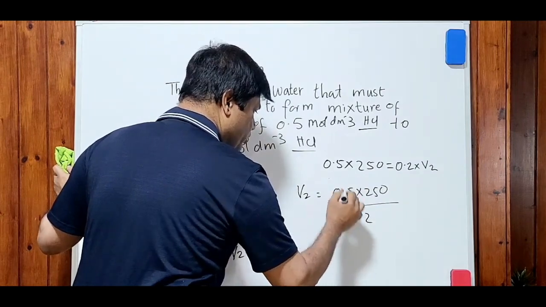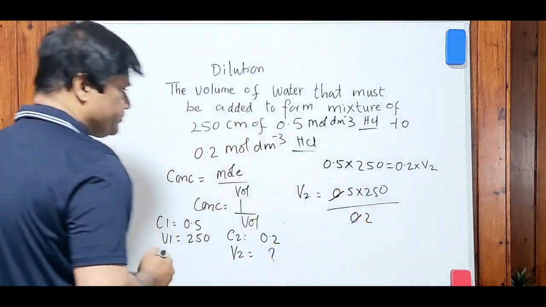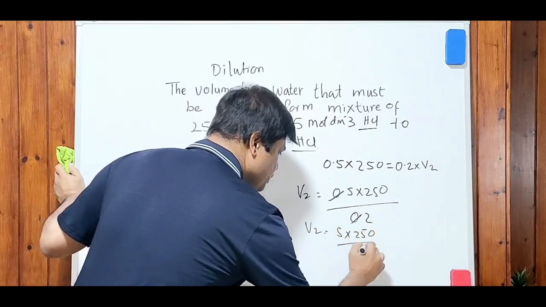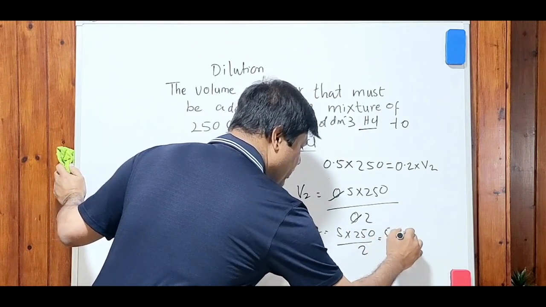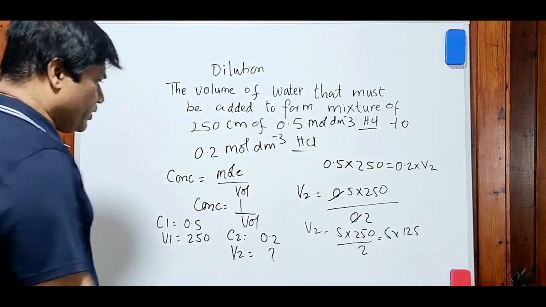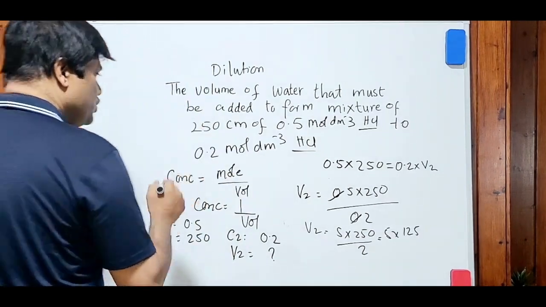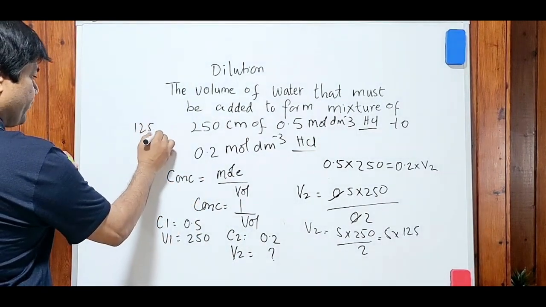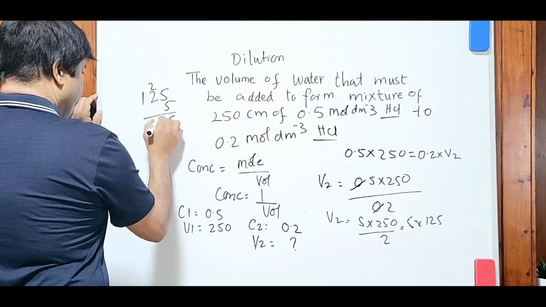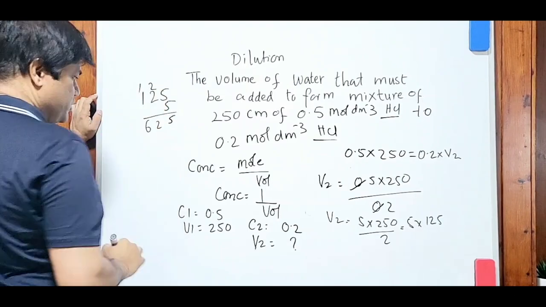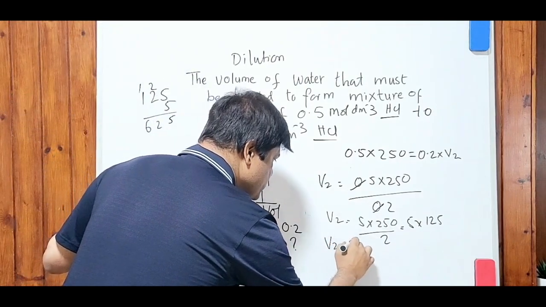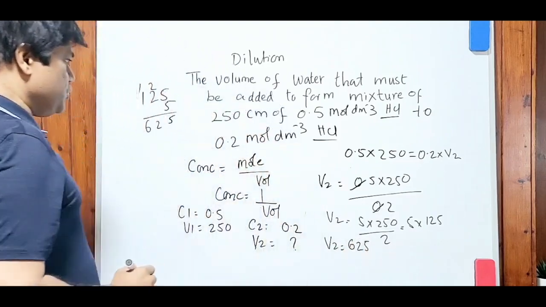So the decimal points cancel. V2 equals 5 times 250 divided by 2. So 5 times 125. Agree? Now work out the V2, use your calculator. So 125 times 5. Look, 5 times 5, 25, 5 2s are 10, 11, 12, 5 1s are 5 plus 6, 625. So V2 equals 625 centimeter cube.